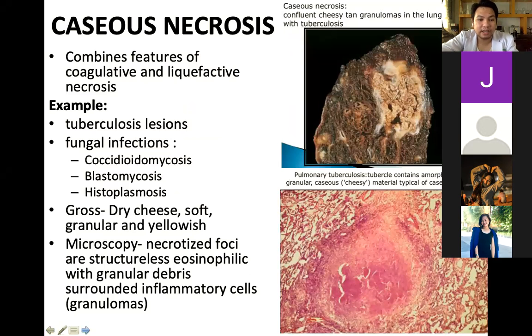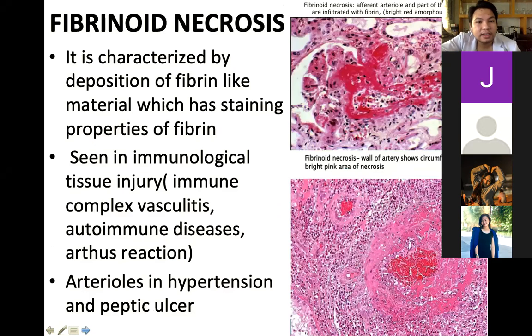Okay. Caseous or caseous necrosis. Next is fibrinoid necrosis, characterized by the deposition of fibrin, or a fibrin-like material which has staining properties of fibrin. Immunological tissue injury, for example, immune complex vasculitis or autoimmune diseases like the Arthus reaction, or the arterioles in hypertension and peptic ulcers.